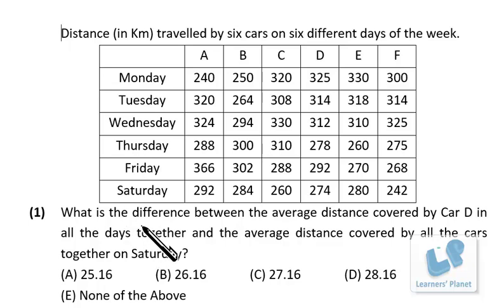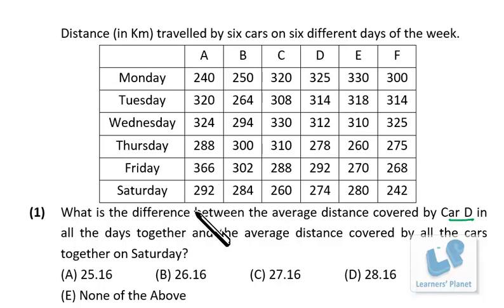The distance in kilometers traveled by 6 cars, A, B, C, D, E, F, on 6 different days of the week, Monday to Saturday. Now, the very first question: what is the difference between the average distance covered by car D on all the days together and the average distance covered by all the cars together on Saturday? First of all, we have to find the average distance covered by car D on all the days. So for D we have to find the average vertically, and for Saturday we have to find the average horizontally, right? Because on Saturday we have to find the average of all the cars, and for all the days we have to find the average of D.